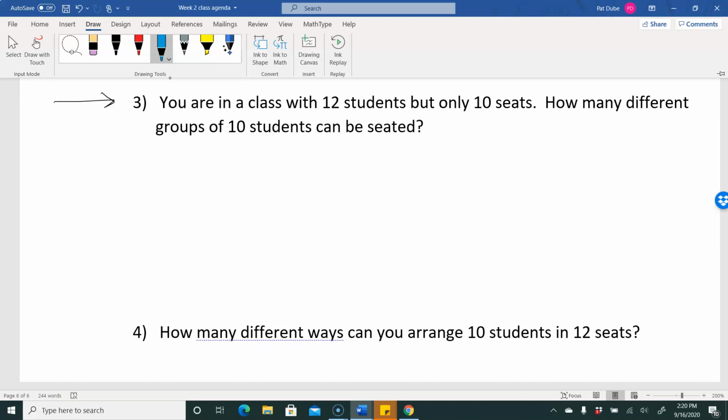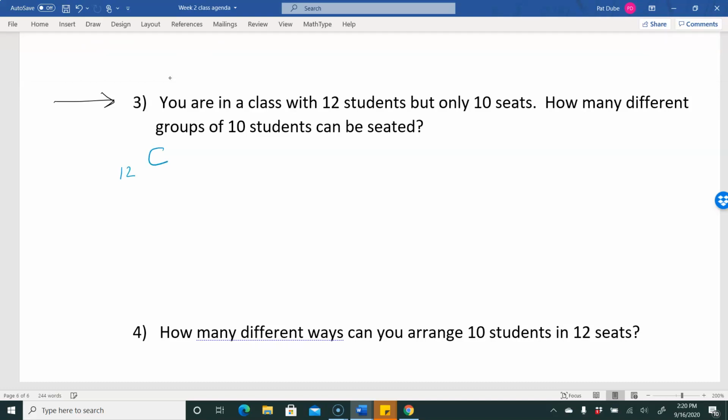This is a class where you're just choosing 10. You're not choosing a first one, a second one, a third one. You're just choosing. You've got almost like a bucket of 10 you're making. Think of it as putting 10 students in a bucket, or I just say 10 students are going in the room and 2 students are not. There's no particular seat any goes in. This is a classic 12 choose 10. It's a combination.